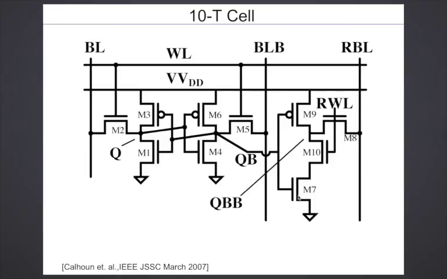In fact, if you read the paper, you will see that they also go to 1,000 cells and so on. And when you do that, what they claim is that they can recover the area lost by going to the 10T cell.